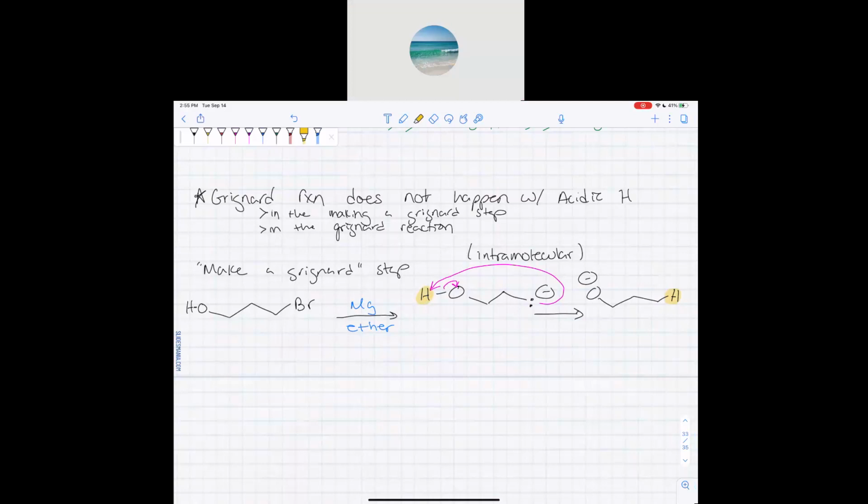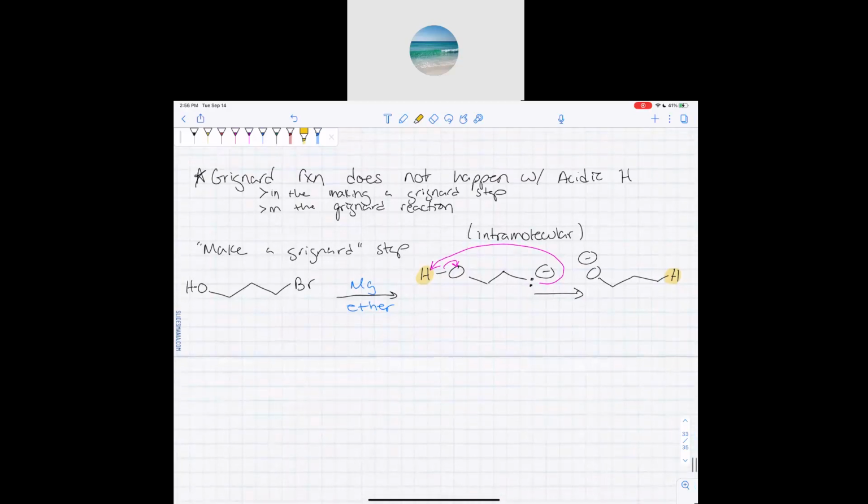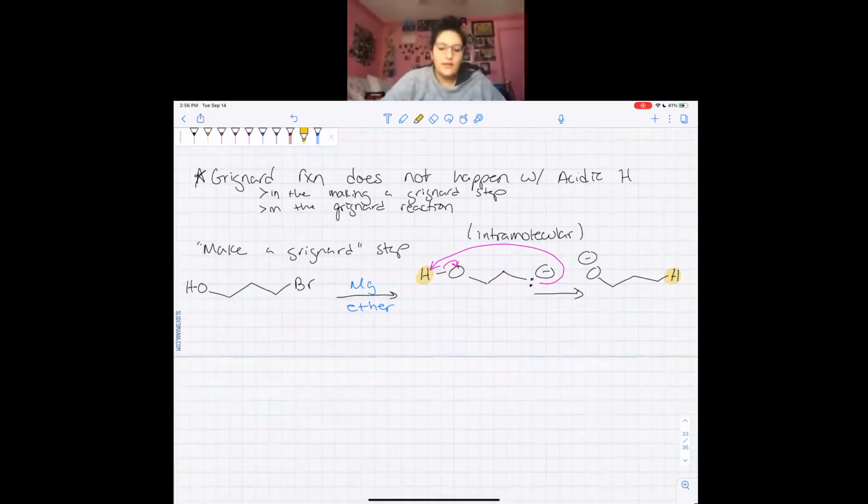Just to ask a question, I saw some stuff in the book, but these are like SN2 reactions, right? Are they? Not really. Okay, I want to explain this to you, but I don't want to confuse you. So if you start getting confused, just tell me to stop.